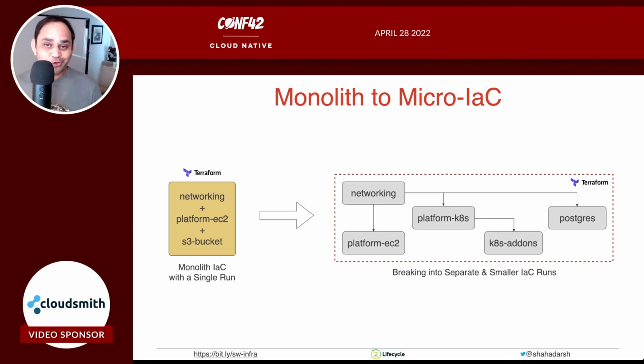So in case of micro IaC, you basically break each of these components into separate Terraform runs. So you would have a separate networking, which you would run separately. After networking, you would run, let's say, your EC2 instances Terraform, or Kubernetes Terraform, or Postgres Terraform. And then after that, you would run your Kubernetes add-ons Terraform. So breaking these separately allows you to have these loosely coupled components, and you can make a change to one, just run that, and have a more efficient way of provisioning infrastructure.